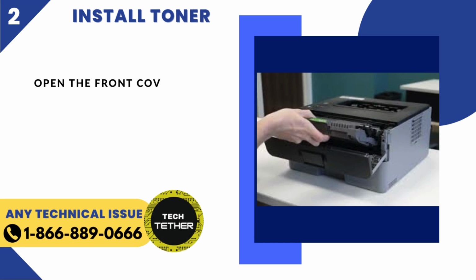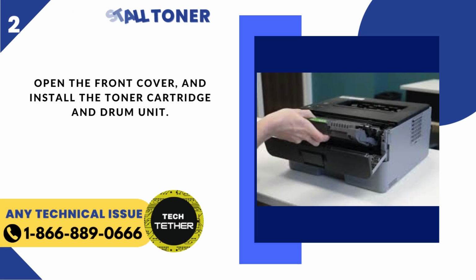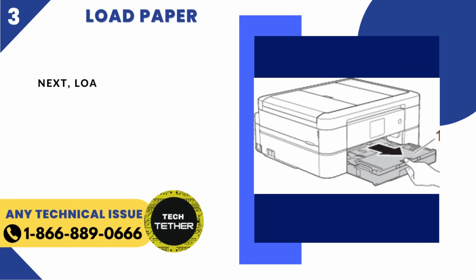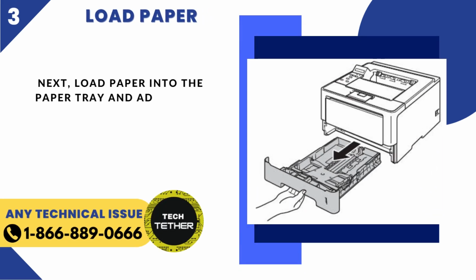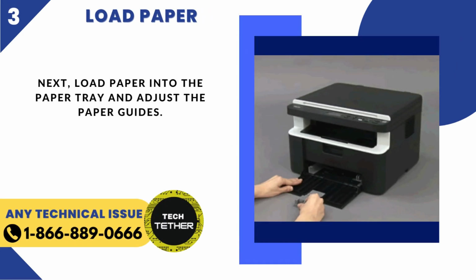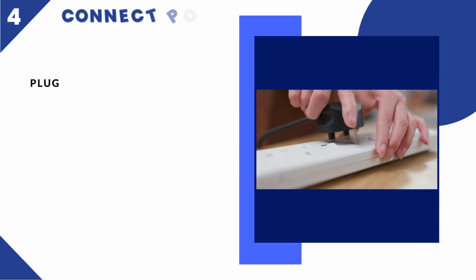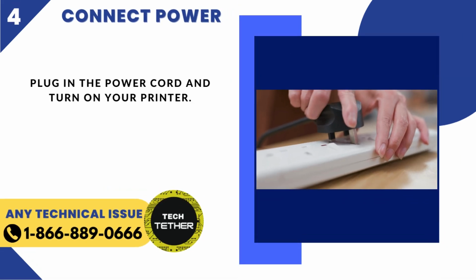Install toner, open the front cover, and install the toner cartridge and drum unit. Load paper. Next, load paper into the paper tray and adjust the paper guides. Connect power, plug in the power cord and turn on your printer.